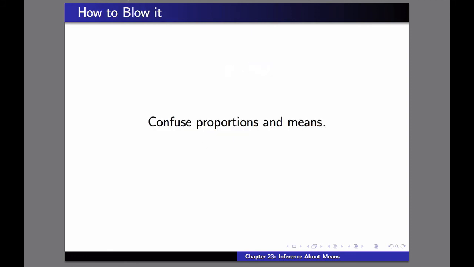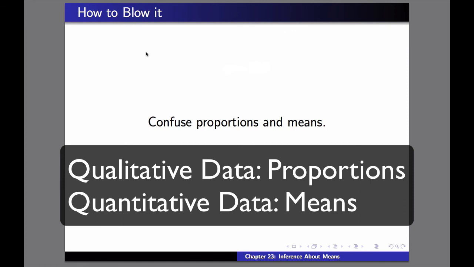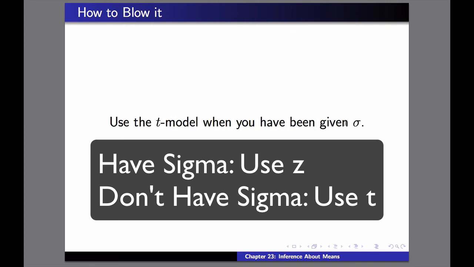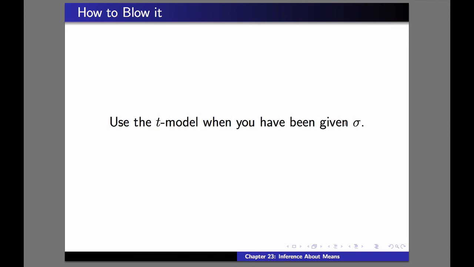Okay, so here's how you can blow it. You can confuse proportions and means. Don't start applying these techniques when you should be working with population proportions. How else can you blow it? Well, you could use the t-model when you've been given sigma. The t-model is only for when you don't have sigma. If you've been given sigma, go ahead and use z-scores in the normal model. That's what the central limit theorem was for, and we can definitely use all that. So just use Student's t-model when you don't have sigma.